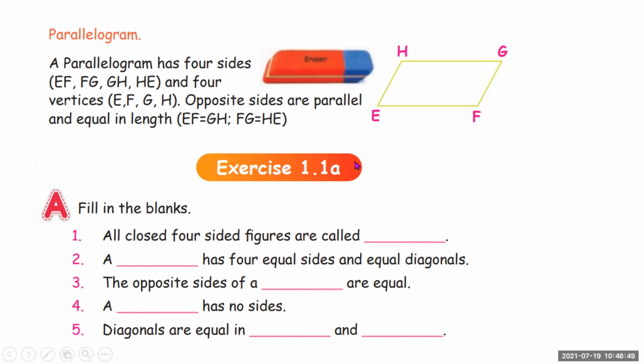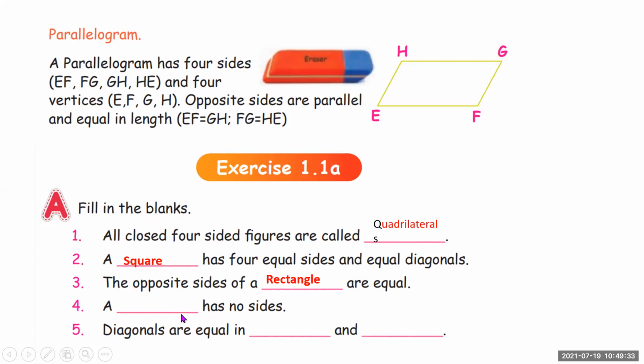Okay, let us see exercise 1-1a. All closed four-sided figures are called. Four sides are there and it's closed. So what is the common name for it? Quadrilateral, four sides. A dash has four equal sides and equal diagonals. So what will be here? Square. The opposite sides of a what are equal? Opposite sides of a rectangle are equal, or a parallelogram also.